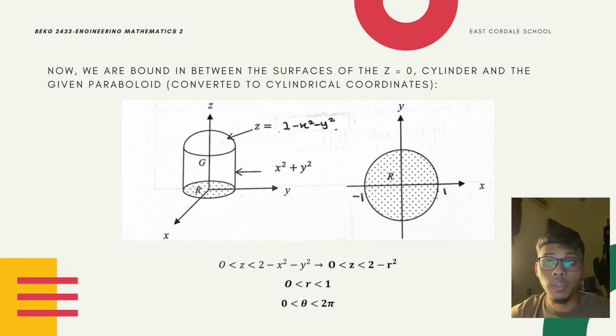Now we are bounded between the surface z equal to 0, the cylinder and the given paraboloid. From the figure, region G is the solid and the region R is the projection on the xy plane. From this figure, we can find the limits of z, r and theta. For the limit of z, we get 0 to 2 minus x squared minus y squared. Then we convert to cylindrical coordinates, we get 0 to 2 minus r squared. For the radius r, we get 0 to 1. For theta, we get 0 to 2 pi.